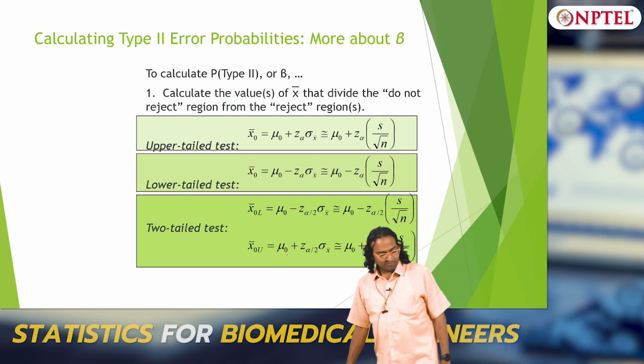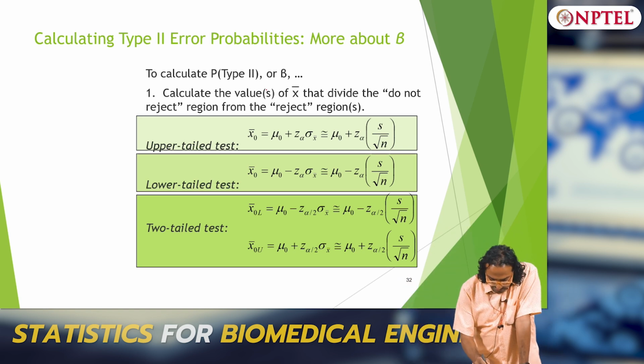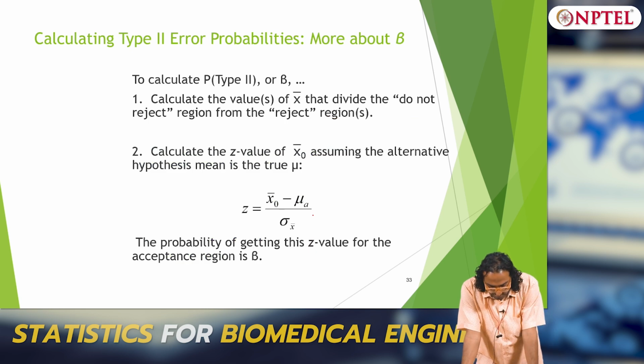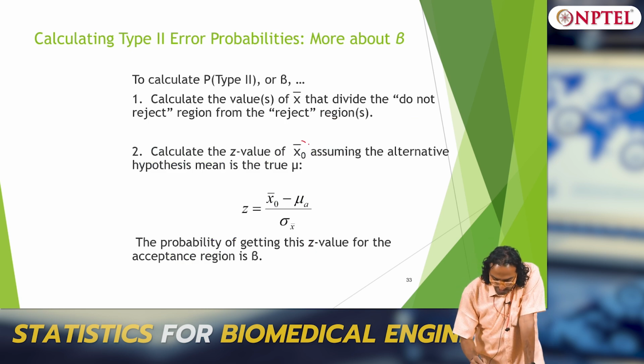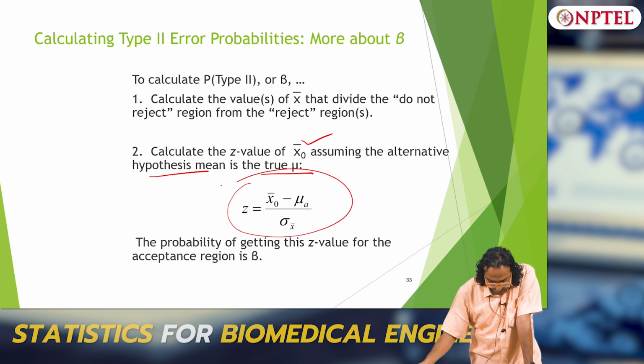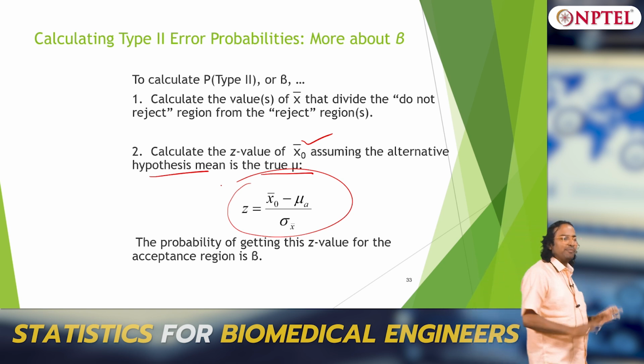So, how do we start? As I said, to calculate type 2 error, the probability of type 2 error, which is also called beta, step 1 is to calculate the value of x bar that divides the do not reject region from the reject region, whether it is a two tail test, or a one tail test, upper tail or lower tail. Then calculate the z value of x naught assuming the alternate hypothesis mean is the true mean. So now you are saying the alternate hypothesis is the truth, and you calculate the z. The probability of getting this z value for the acceptance region is beta.